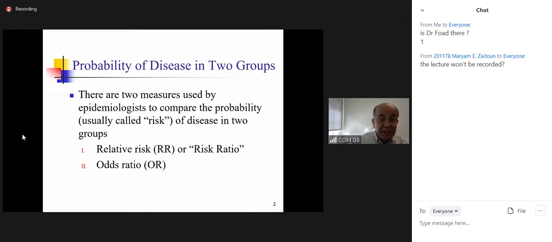One measure we call the relative risk, RR. Some people call it risk ratio. So it's exactly the same, different names for the same entity. And then the odds ratio, it's another measure for comparing the disease in two groups. Remember, we're comparing the probability of disease in two groups. So this is an introduction. We're talking about two groups, and we have two measures. Remember those names: relative risk or risk ratio, or odds ratio.